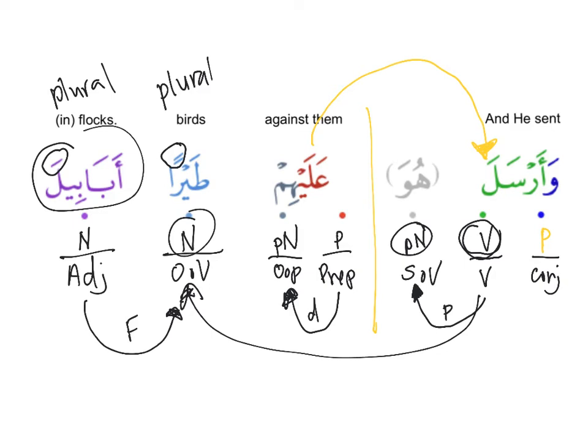Okay, there you go, you have وَأَرْسَلَ عَلَيْهِمْ طَيْرًا أَبَابِيلَ, and he sent against them flocks or birds in flocks. Okay, which means many birds. We'll go to the next one.